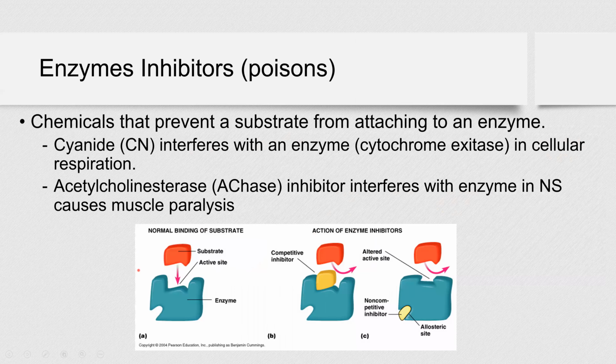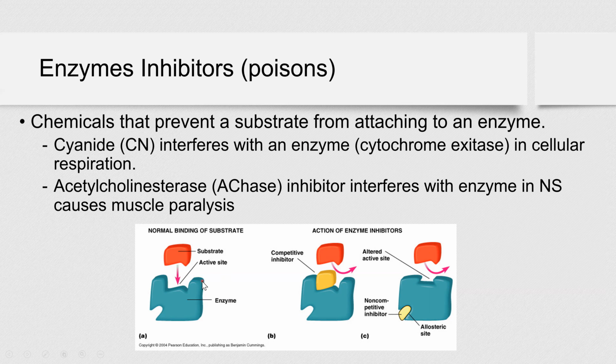And because enzymes are so important, imagine what's going to happen if you have chemicals that block those enzymes. They're going to prevent those enzymes from functioning. Then it can actually kill your cells, kill your organs, kill the whole organism. Those chemicals that block enzymes, we call enzyme inhibitors. So they inhibit enzymes.